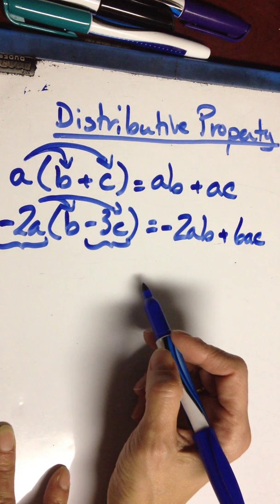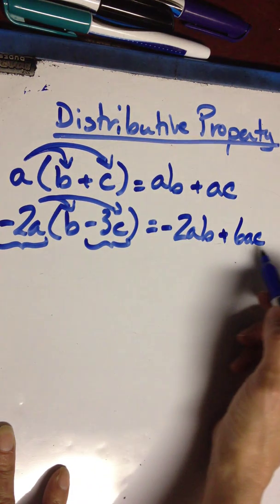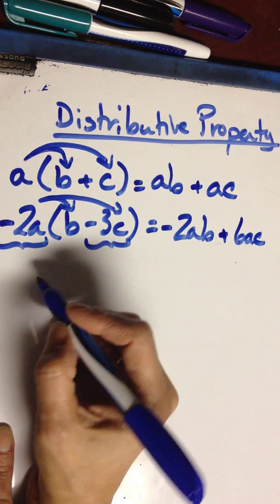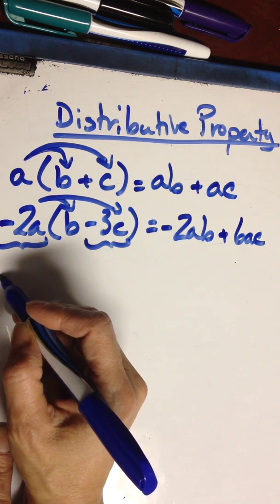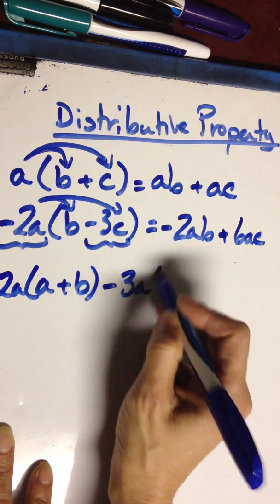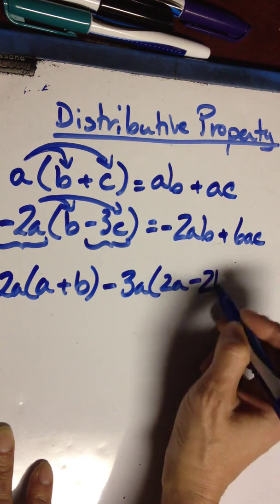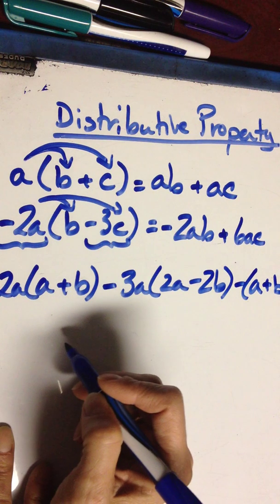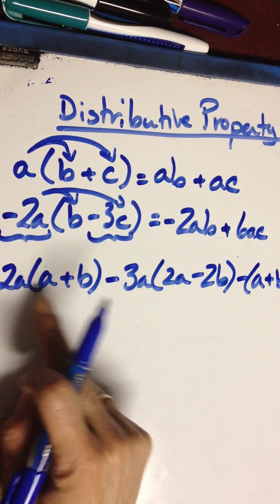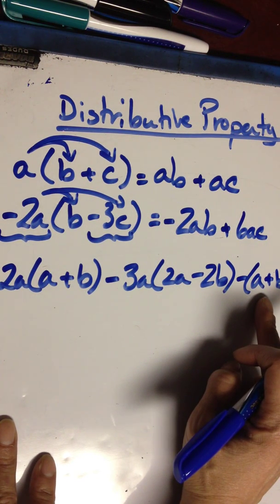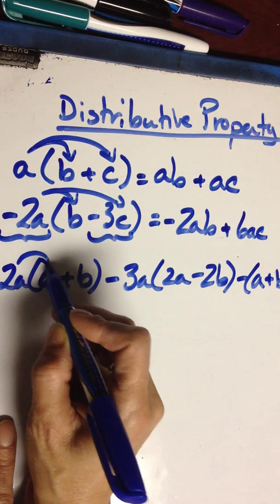Now, when you are using the distributive property, what you want to check for afterwards is whether or not you have like terms so that you can simplify. Let's try something a little more difficult. We're going to have 2A times A plus B, minus 3A times 2A minus 2B, and then minus A plus B. Now there's a lot to do here because we are going to use the distributive property to multiply. And then we're going to try and see if we have any like terms, because if we do, we're going to try and collect the like terms and add them. So let's start with our multiplication.